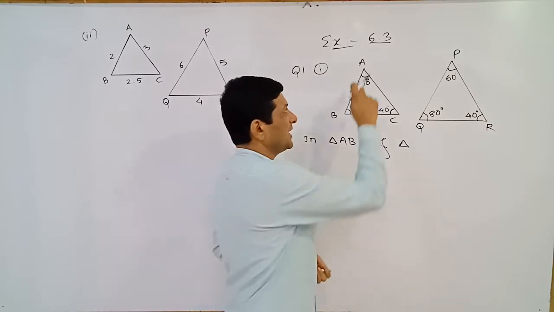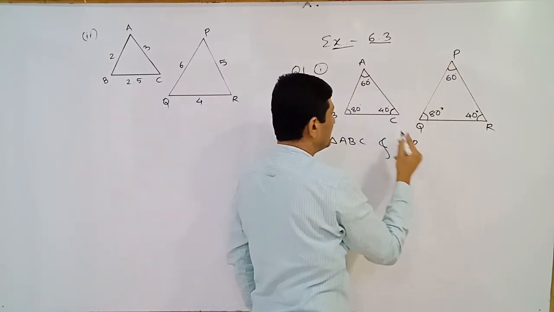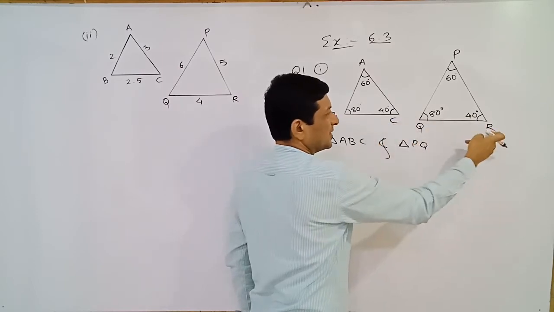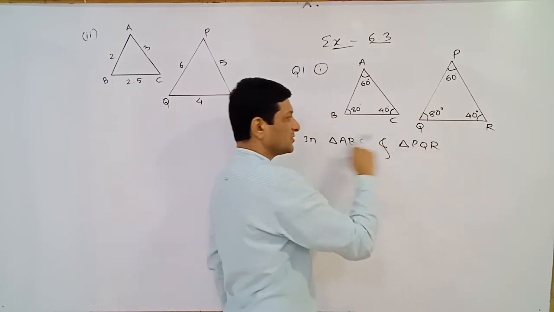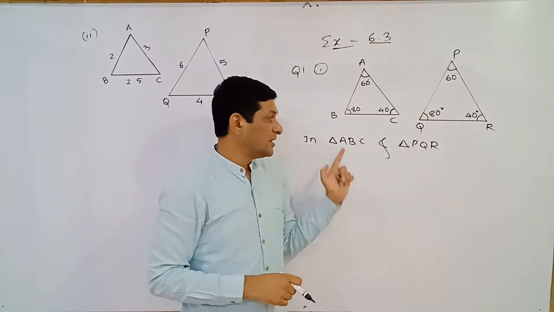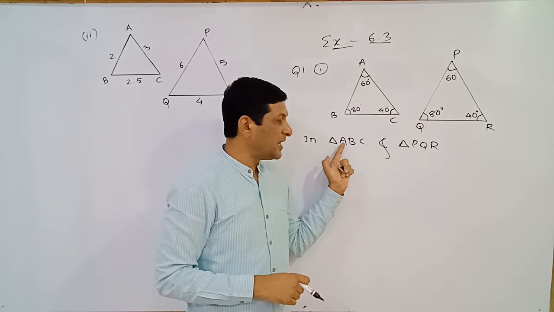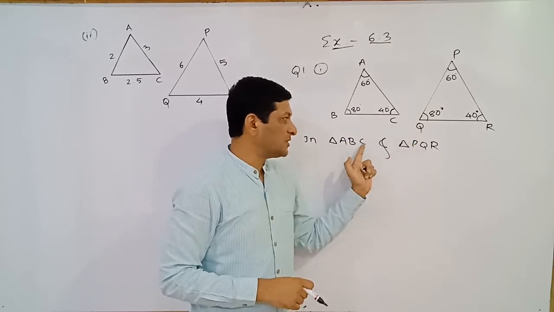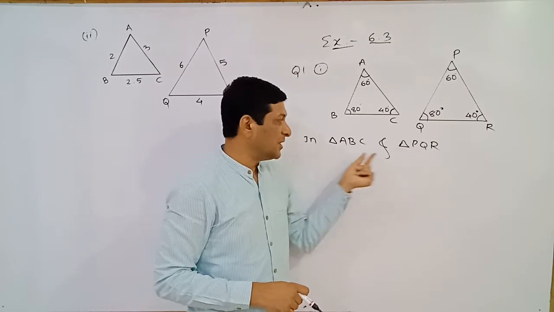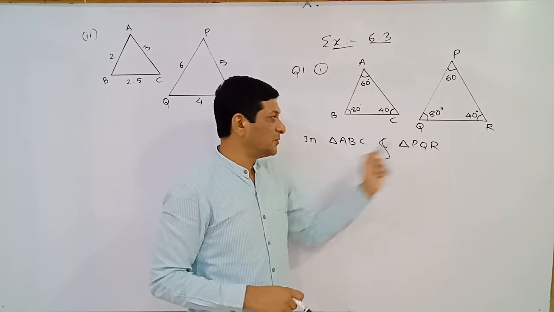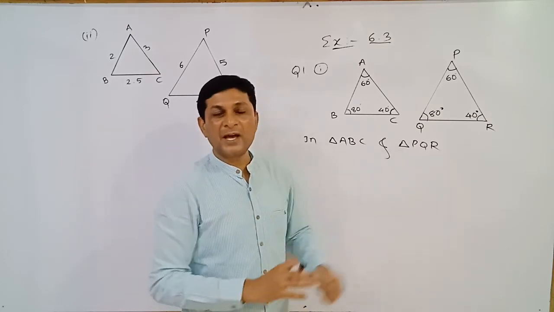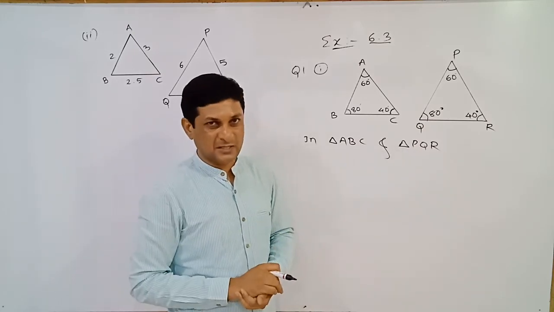So the corresponding angle of A is P here. The corresponding angle of B is what? Q, and the corresponding angle of C is angle R. So if we are saying that these two triangles are similar, the corresponding angle of A is P, B is what? Q, C is what? R. In the same way the corresponding side of AB is what? PQ, the corresponding side of BC is what? QR, and the corresponding side of AC is what? PR. Easily we are able to find out the corresponding parts also.